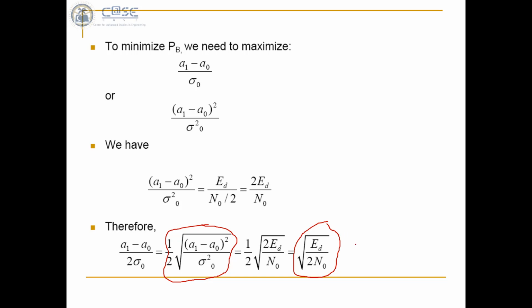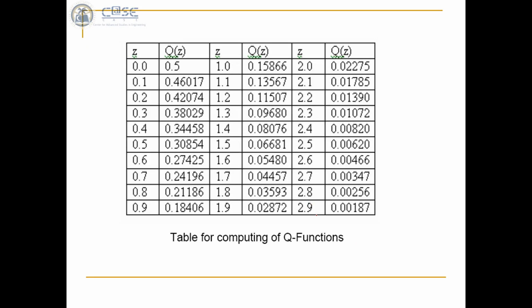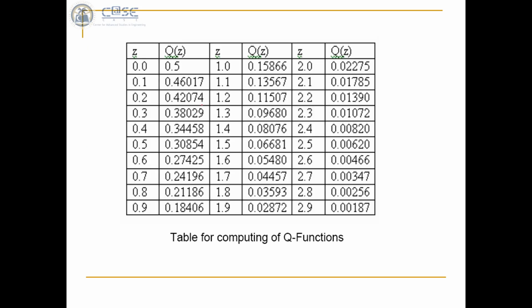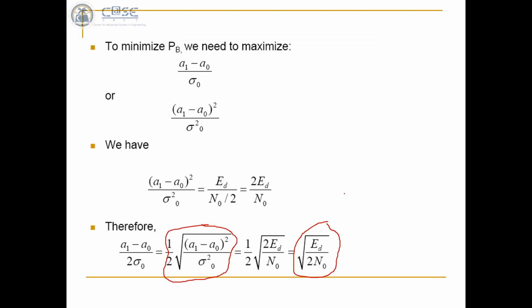And when you have a high value of the argument of a Q function, you end up getting a smaller value of probability of error, right? And if the energy difference is small, you end up getting a small value of the argument of the Q function, and therefore you end up getting high error probabilities.